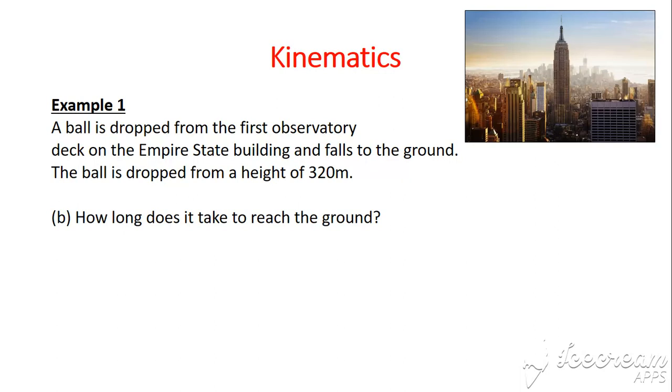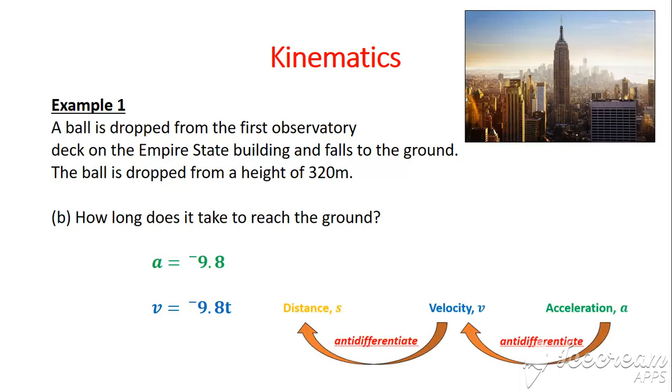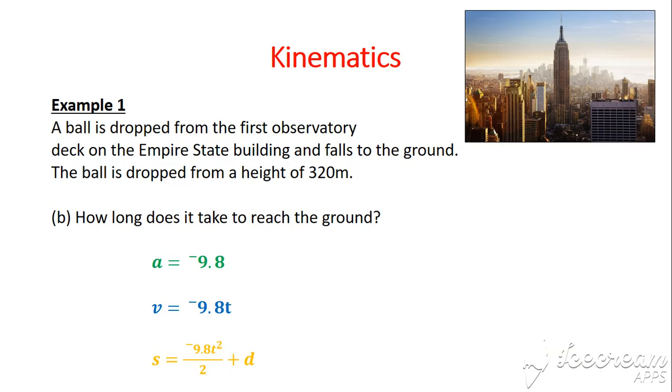Part B, how long does it take to reach the ground? That's a good question. We know the acceleration function and we know the velocity function. We've now got to do one more anti-differentiation to get the distance or displacement function. So here we go. We need to add 1 on to the power of t to get t to the power of 2. We need to divide by the new power of 2, and we need to plus on our c. But I'm going to put d instead because we don't want to get confused with c. So our displacement function is negative 9.8t squared divided by 2 plus d.